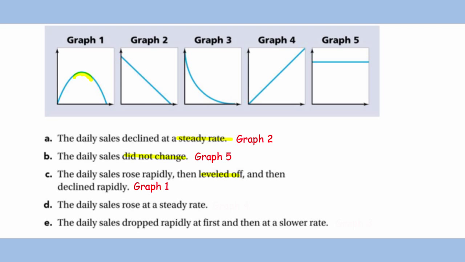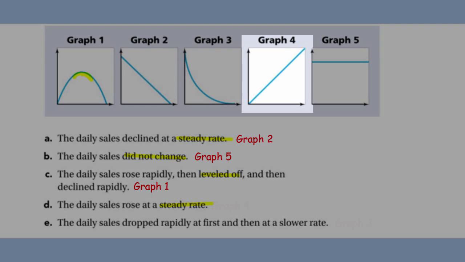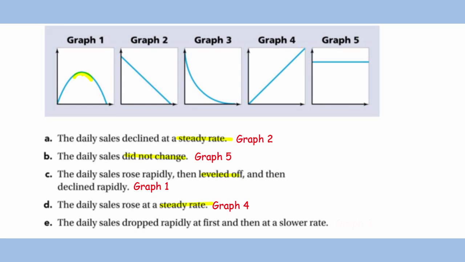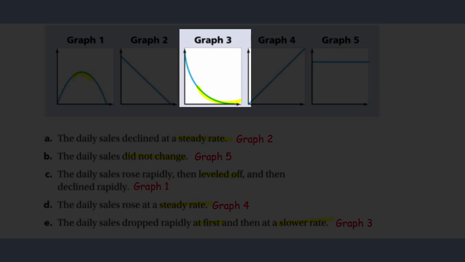D. The daily sales rose at a steady rate. This is just the opposite of A, so it will be Graph 4. And E. The daily sales dropped rapidly at first, then at a slower pace. And as you can see, this is the graph that slows down at the bottom, so the answer will be Graph 3.